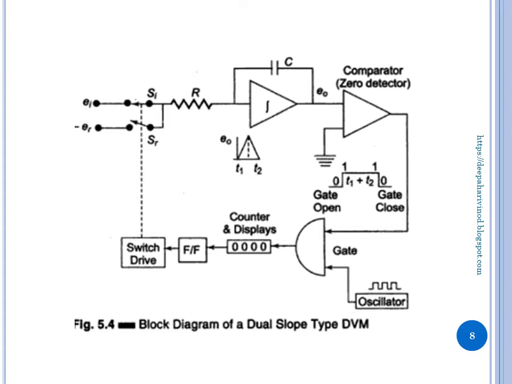As soon as the comparator input E0 is 0, the counter is stopped. The pulses counted by the counter thus have a direct relationship with the input voltage.